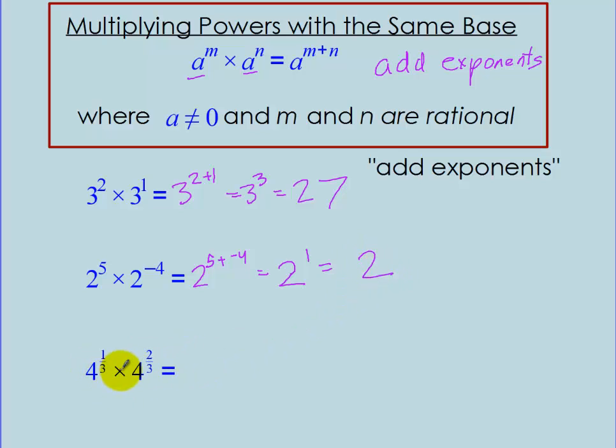And the bottom one, 4 to the 1/3 times 4 to the 2/3 power, well, that's going to be 4 to the 1/3 plus 2/3 power. And if you add that up, you get 4 to the 3/3 power, which is the same thing as 4 to the 1st power, which is just 4. So that's how that works. When you're multiplying two powers of the same base, you add the exponents.